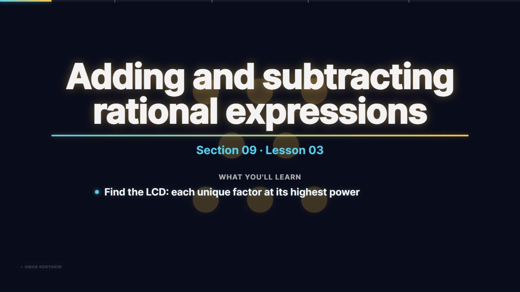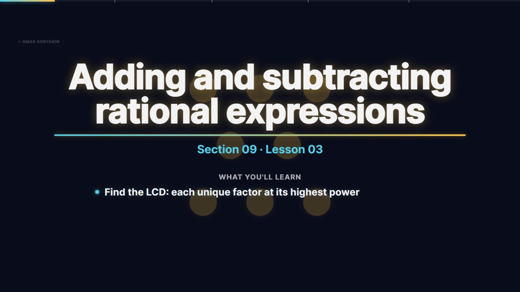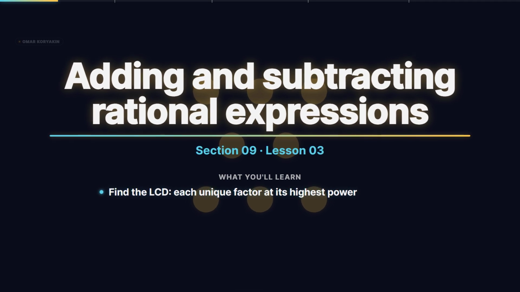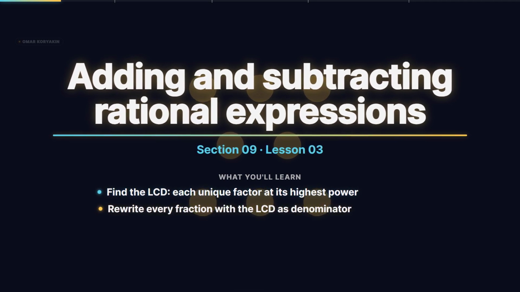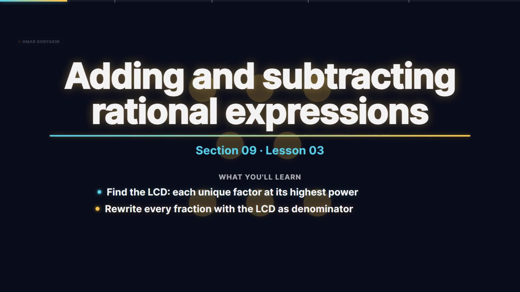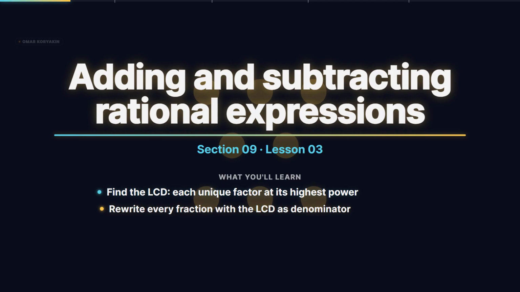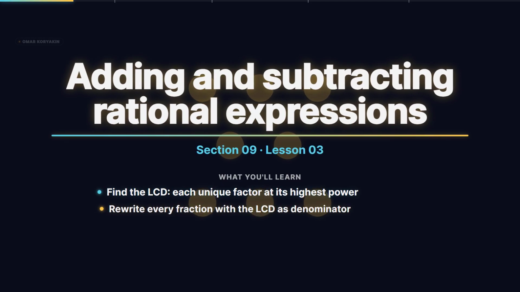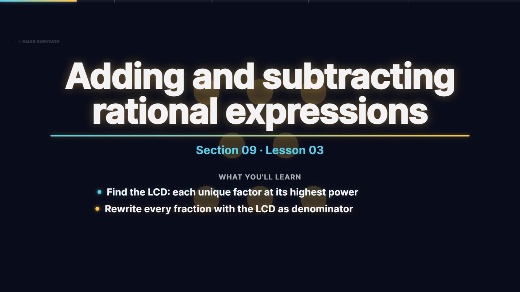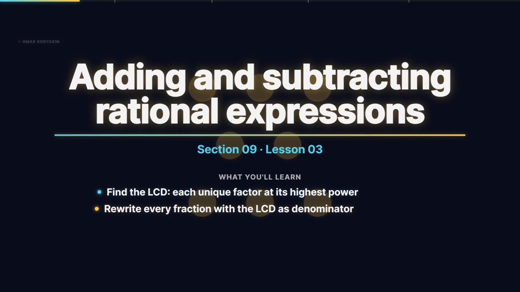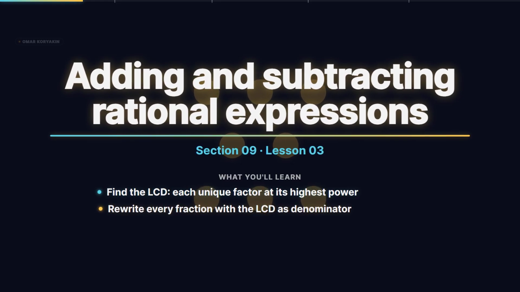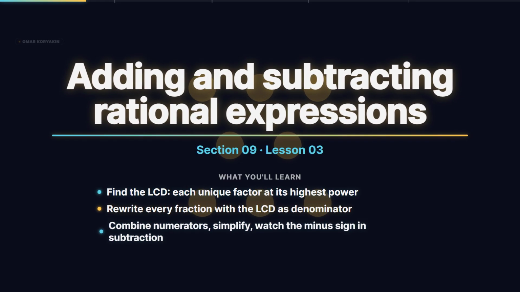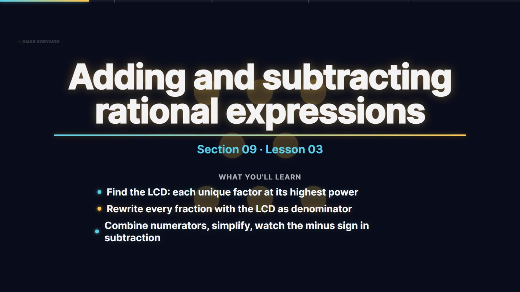Build it by listing every unique factor that appears in any denominator, taking each one at its highest power among the original denominators. Once the LCD is in hand, multiply each fraction's numerator and denominator by whatever extra factor it needs to reach the LCD. After both fractions share the LCD, combine the numerators by adding or subtracting, simplify, and the result is one rational expression over the LCD.